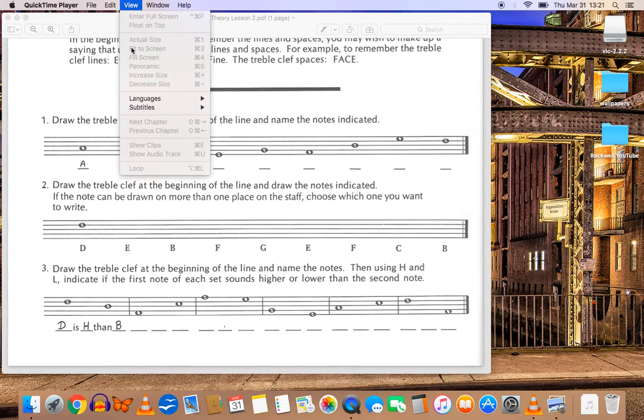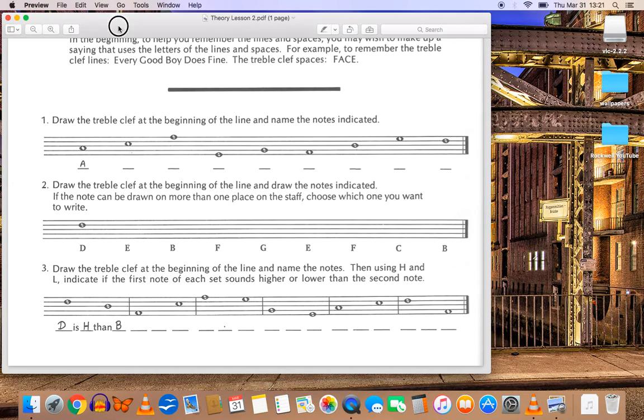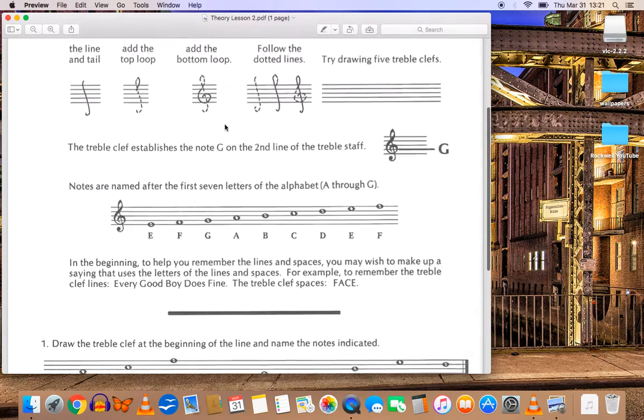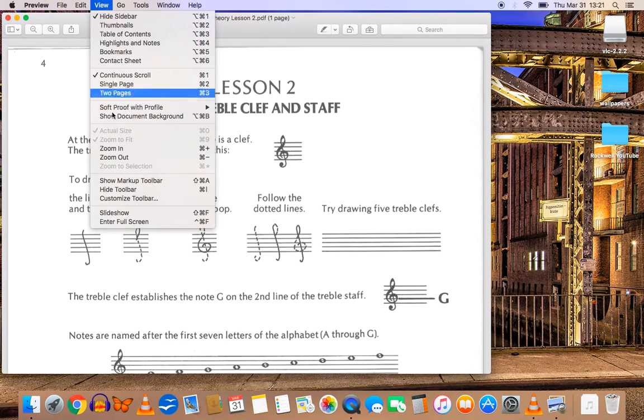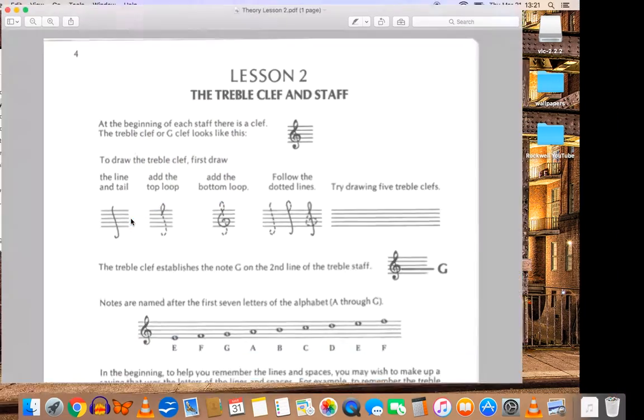This is lesson number 2, and we're going to work on the treble clef and the staff. So make sure you follow along in your own book and do the activities there. It's going to be important.